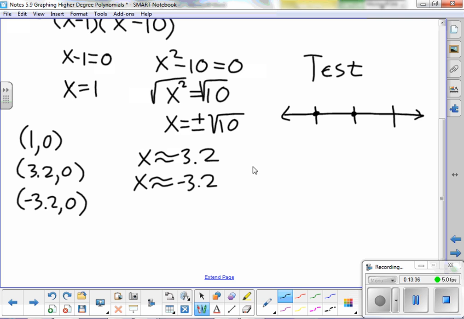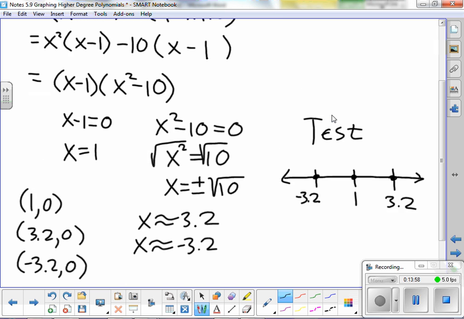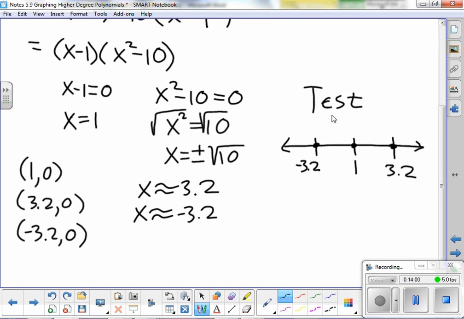Here, here, and here. Remember, this isn't drawn to scale. We just got to put them in order. So negative 3.2 is the smallest, and then the next one is a 1, and then a positive 3.2. A nice, neat value between 1 and 3.2 would probably be a 0. You could be more centered, put it at a negative 1 if you would like. I'm just going to put 0 though.